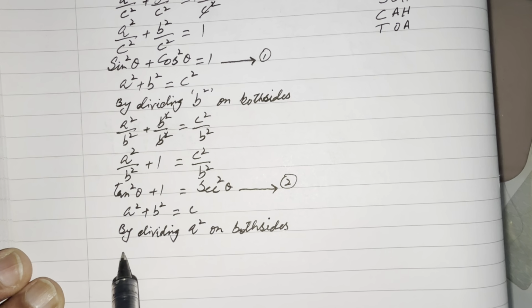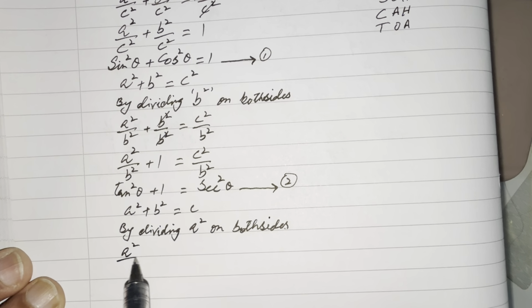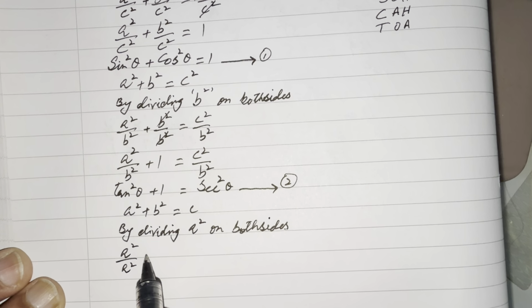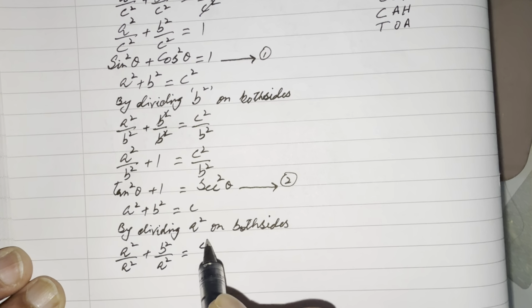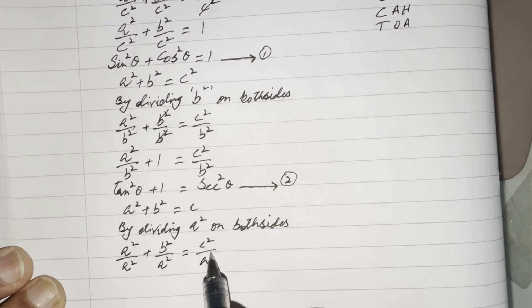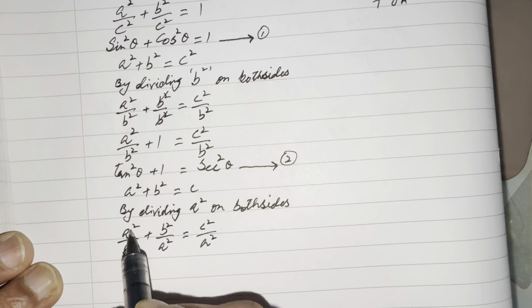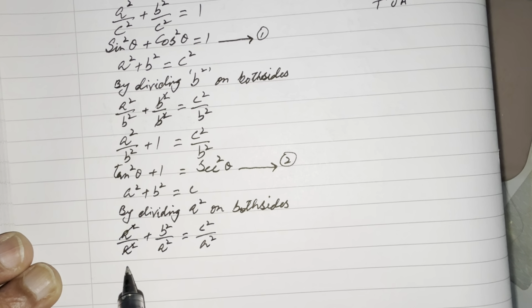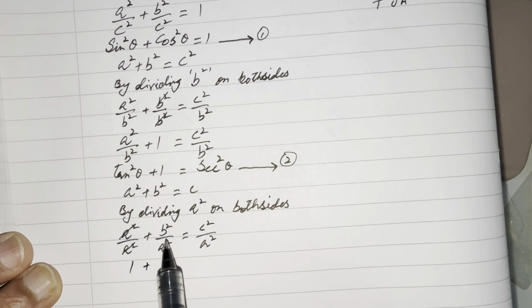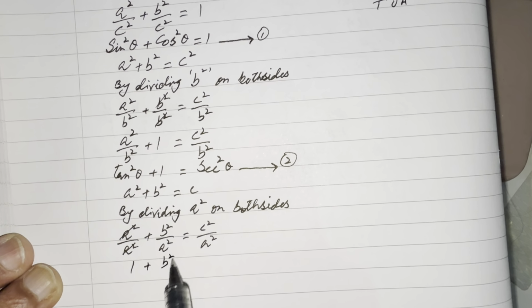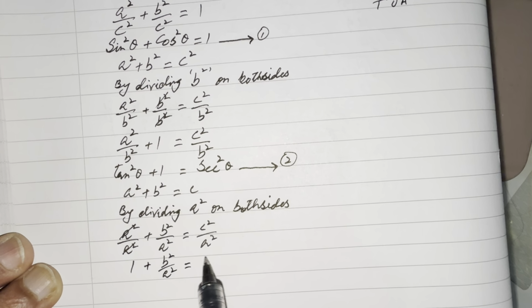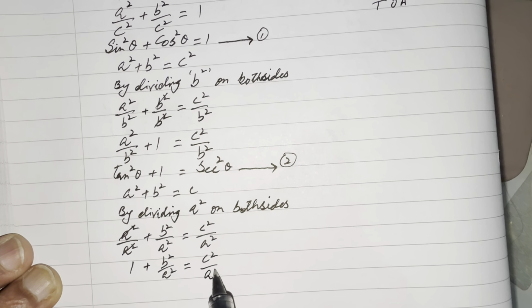that will be equal to a square divided by a square plus b square divided by a square is equal to c square divided by a square. So that will be cancelled with this one. So we can write as 1 plus b square divided by a square is equal to c square divided by a square.